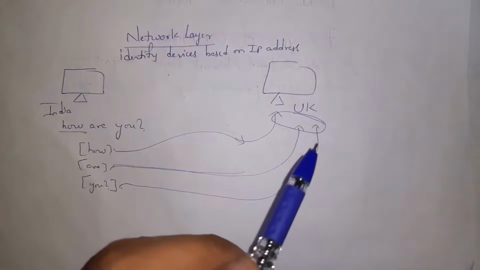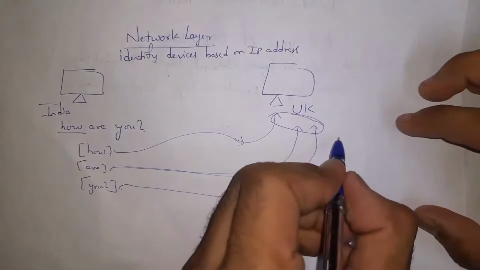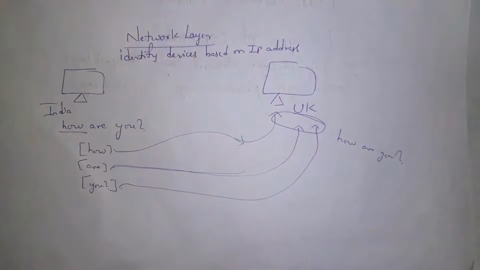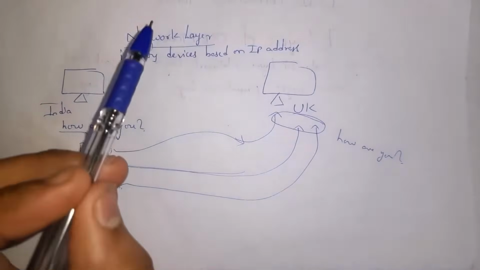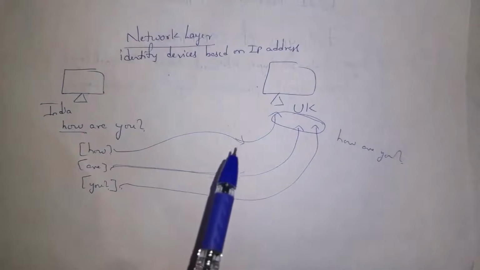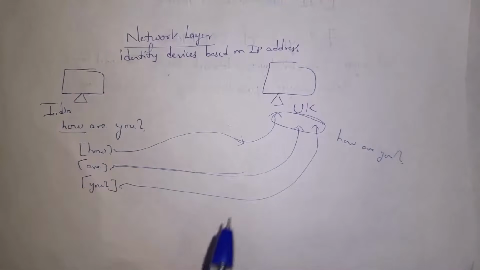So after reaching the destination, the complete data will be arranged in order, like "how are you", and then this data is read by the receiver. So the network layer will identify the device based on IP address, and then it will divide our data into packets, and each packet will find the best route in order to reach the destination. Guys, on the internet, data is transferred very fast because data is divided into packets and each packet will find the best route. Because of that best route, data will reach the receiver very fast.